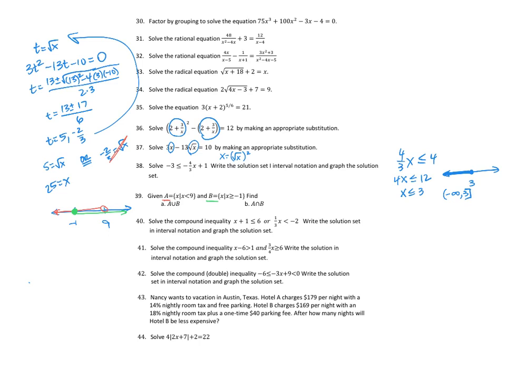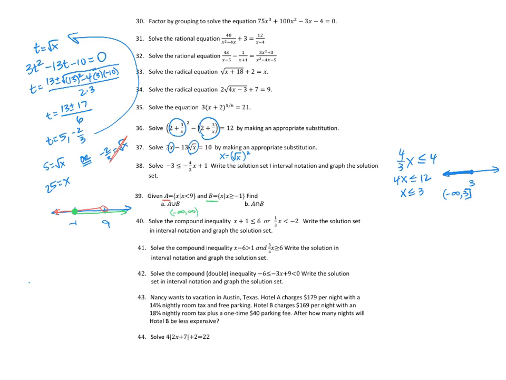And if I want to do A union B, that's everything that's either less than 9 or greater than or equal to negative 1. So I'm combining these sets together, just throwing everything in together. That would be all of the real numbers, satisfied in one of those sets or the other. And so this is the real numbers, so I can put negative infinity to infinity.